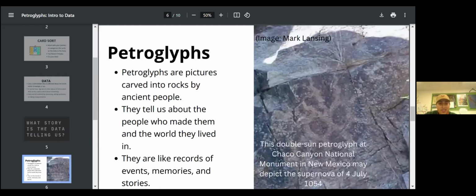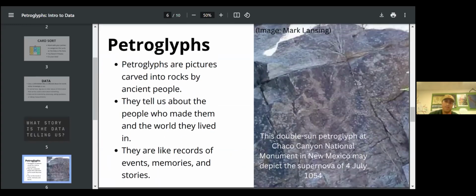So then I'll start introducing petroglyphs. Petroglyphs are carved into rocks by the ancestral people. Don't get confused with petrographs. Petrographs are drawings, while petroglyphs are the carvings. And they can tell a lot about what was going on during that time. They're like records of events, memories, and stories.